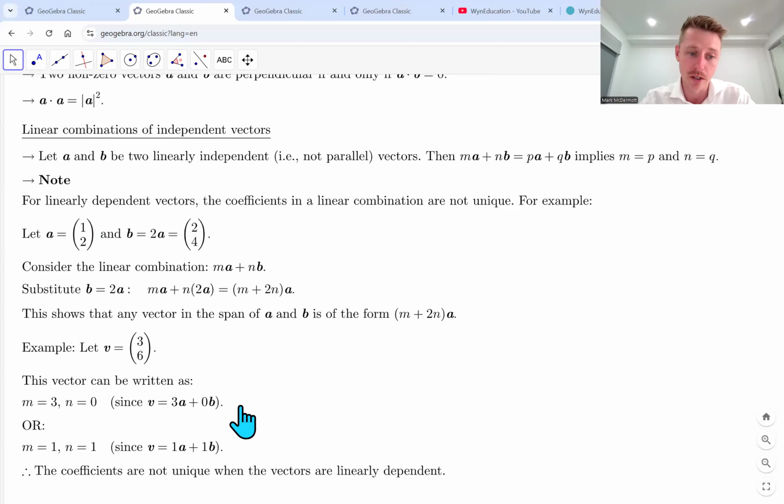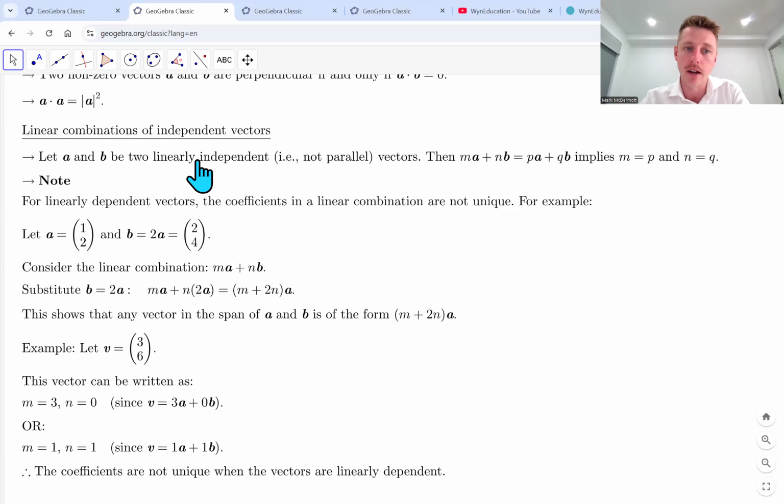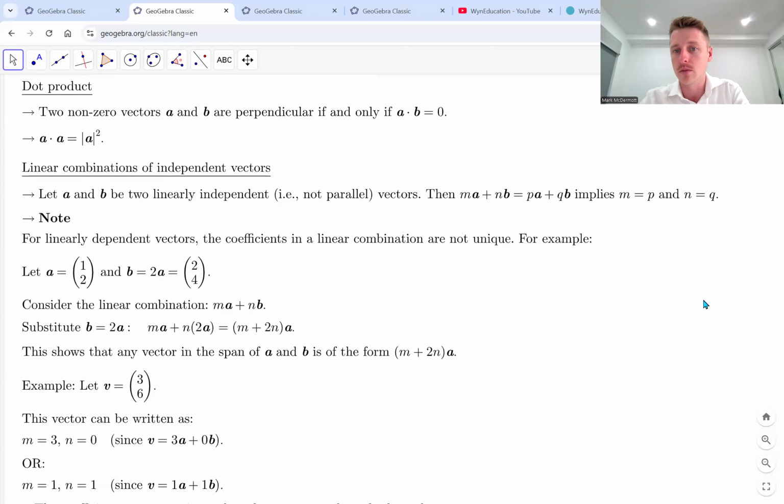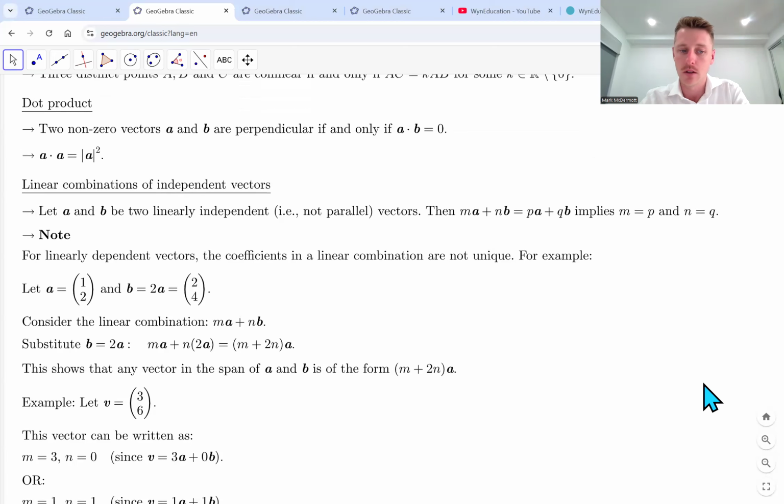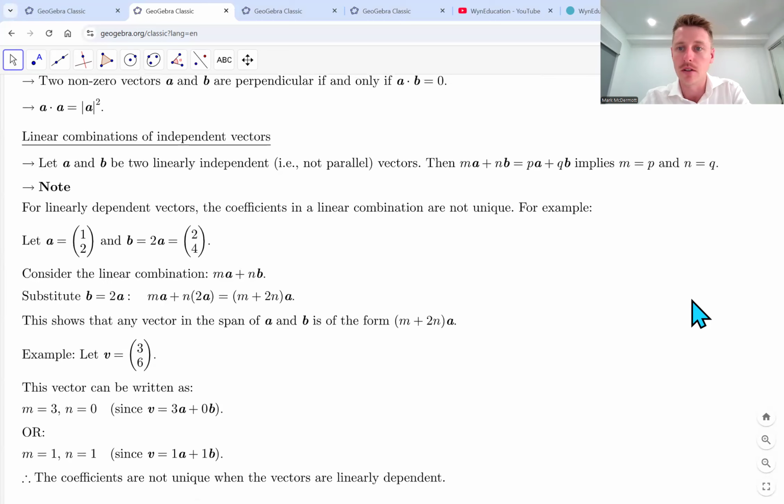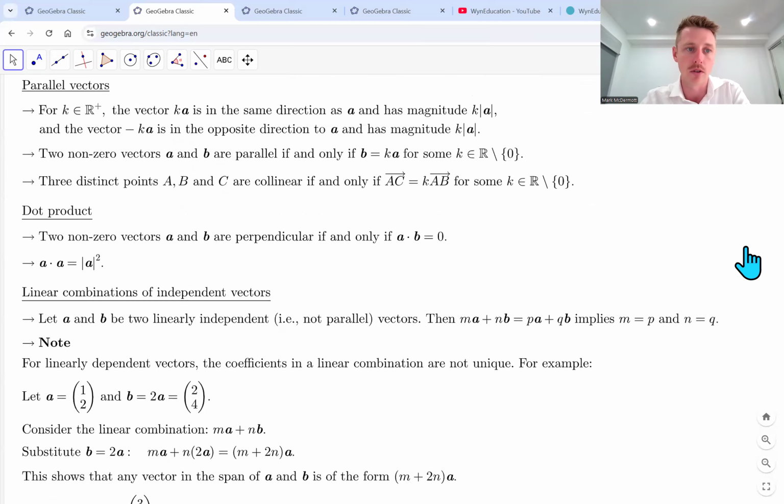Or you could see that there would be another example. You could have m being 1 and n being 1. So if m is 1, m multiplied by a would be 1, 2, plus 2, 4. So v would be one group of a plus one group of vector b, and that would also give you the same vector v. So you can see the coefficients are not unique when the vectors are linearly dependent, but they are unique when a and b are linearly independent. So that's what we've said here. That's just a review of linear independence and dependence, but it's a very important idea, so I thought we'd better cover it.